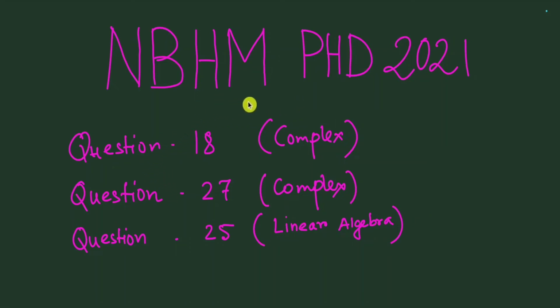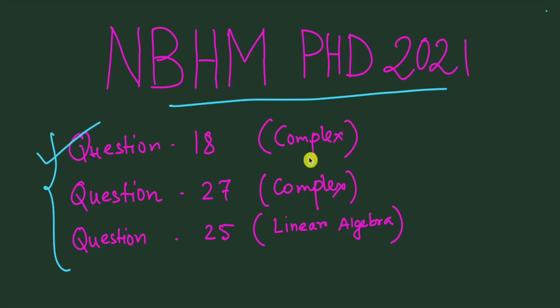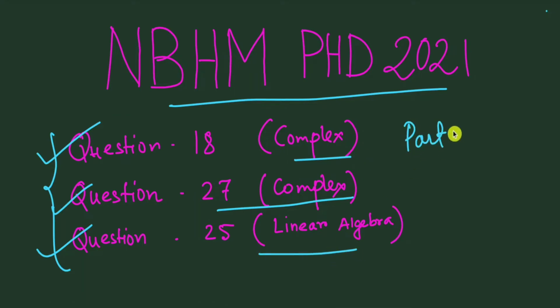In this video, we are going to discuss 3 questions from NBHM PhD 2021. Question number 18, which is from complex analysis. Question number 27, which is again from complex analysis. And question number 25, which is from linear algebra. This is the part 7 video of the NBHM PhD 2021 solution series.